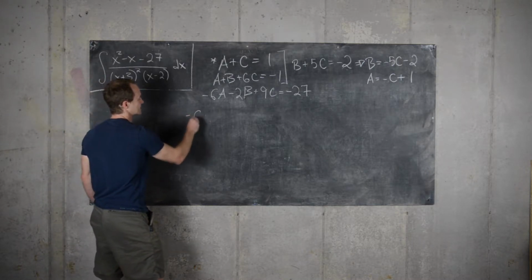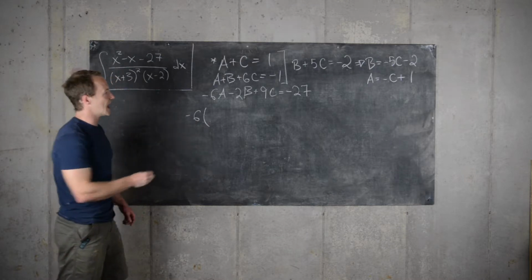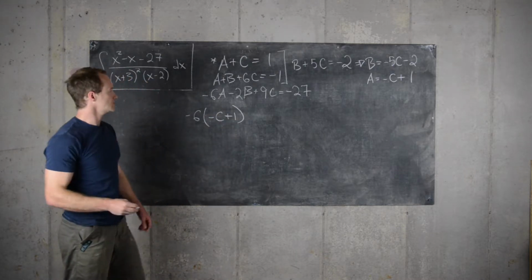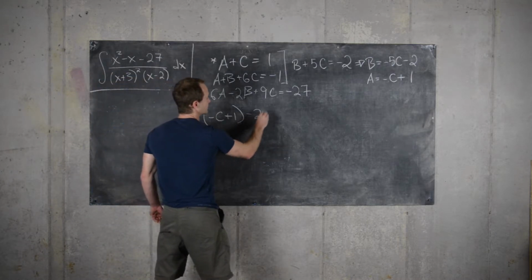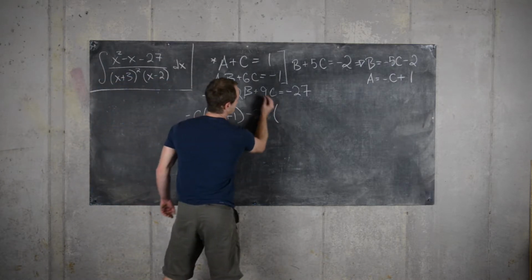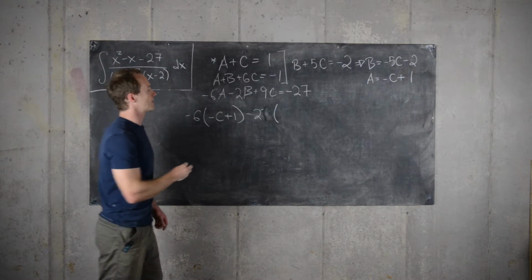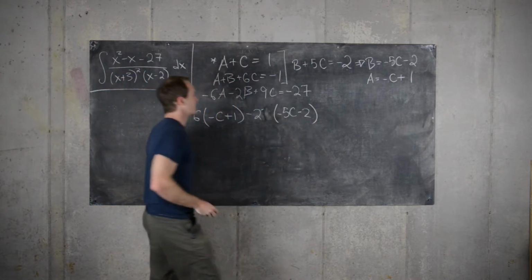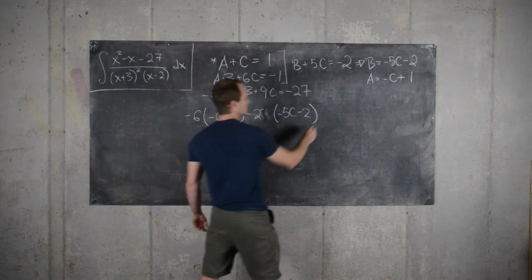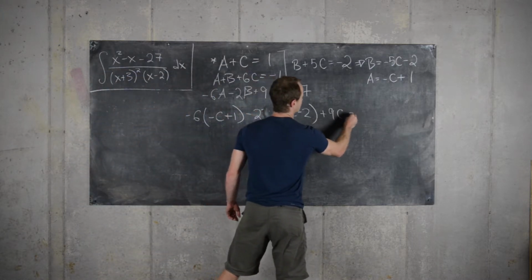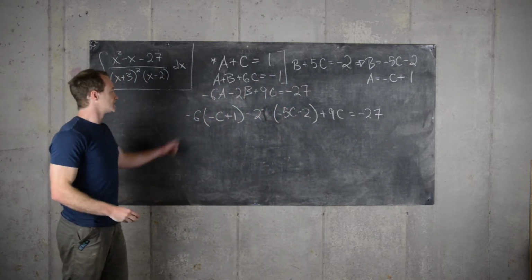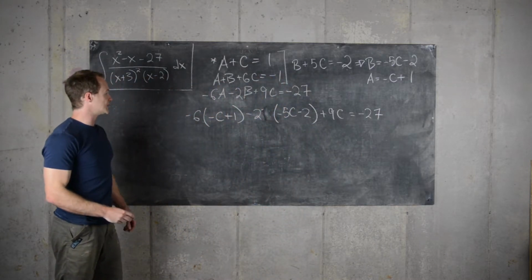We have -6, and then we'll replace a with -c plus 1. And then we have -2b, and we'll replace b with -5c minus 2. And then finally we have 9c. 9c equals -27. Okay, so let's see what we get when we simplify this.